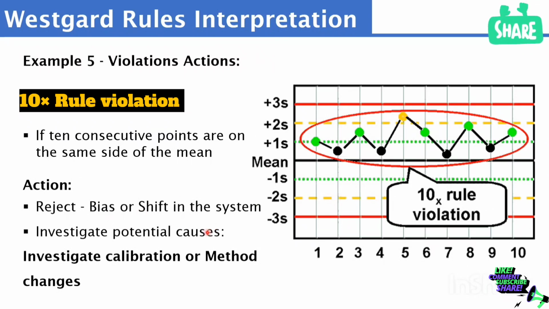Bias. This can be due to bias or a shift in the system, and of course you should investigate the possible causes, like things like calibration. Did we change the method? Has somebody done something wrong? Somebody didn't quite follow the SOP, or it is due to bias, as the case may be. These are some of the reasons that can lead to this.